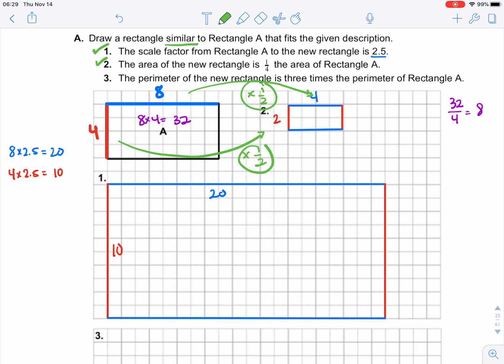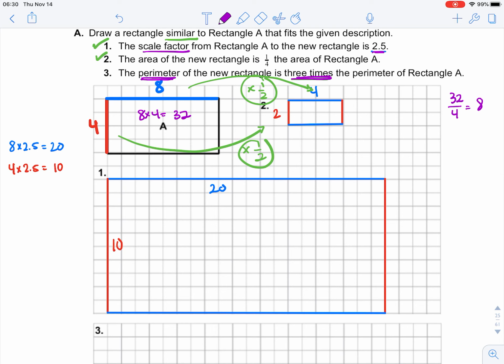All right. The perimeter of the new rectangle is 3 times. Now, the idea here is perimeter. Whenever we're talking about perimeter, that is the length around, and length is directly connected to scale factor. So my current perimeter is 8 plus 4, which is 12, plus another 4, which is 16, plus another 8 makes 24. So I need a perimeter that is 24 times 3.